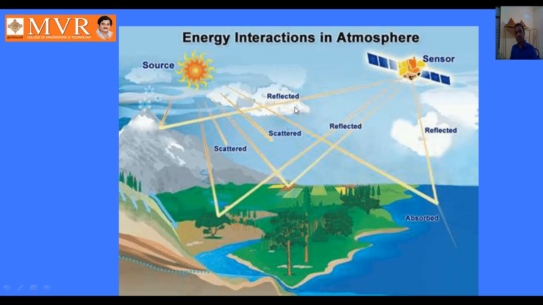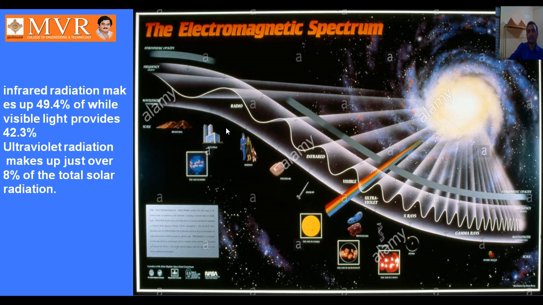What happened? Sun energy interacts with the atmosphere, and scattering happened. Now we are going to discuss scattering. Before discussing scattering, first you should know how much energy reaches the earth surface in the electromagnetic spectrum. How much of the sun's energy reaches the earth surface in the electromagnetic spectrum.